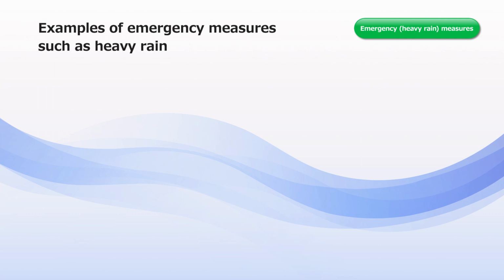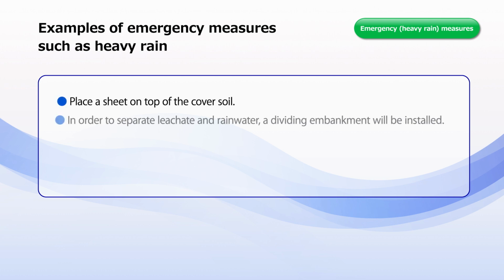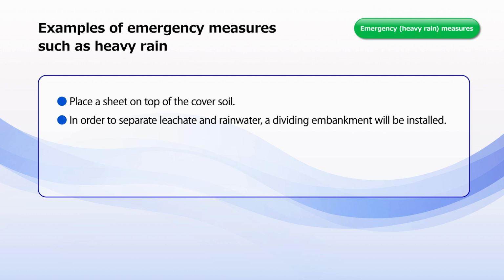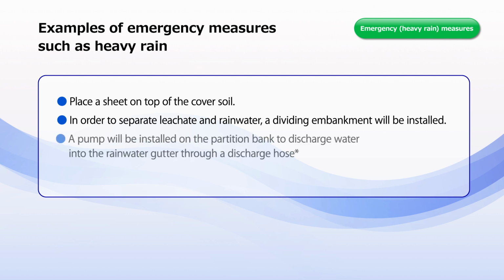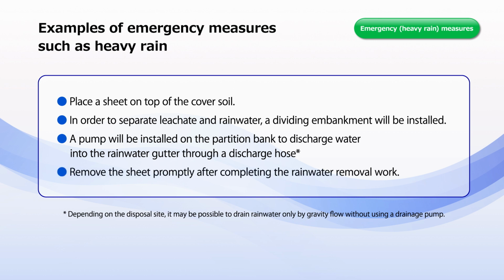In case of an emergency such as heavy rain, depending on the situation of landfill work, a sheet is placed on top of the cover soil. In order to separate leachate and rainwater, a dividing embankment will be installed. A pump will be installed on the partition bank to discharge water into the rainwater gutter through a discharge hose. Remove the sheet promptly after completing the rainwater removal work. We must think about these such measures.